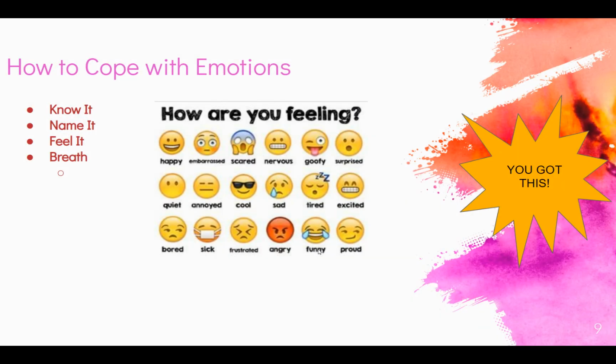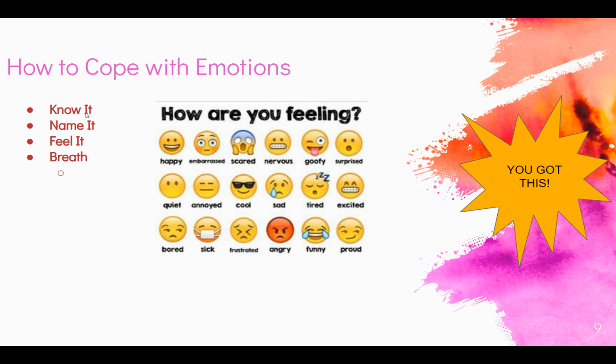So when we have different emotions, it's really important that we learn to cope or deal with these emotions. Because remember, feelings are okay, but how we deal with them is what really matters. So I'm going to tell you 3 steps, and then the 4th one is here if you need it. So the first one is know it. And that means know what's going on with your voice, with your body. Just know what's going on so that you can help identify your emotions.